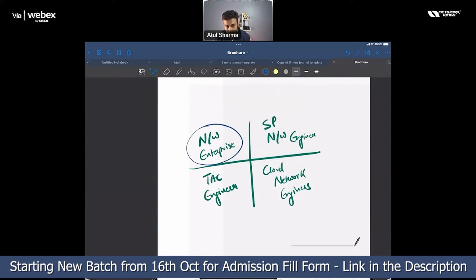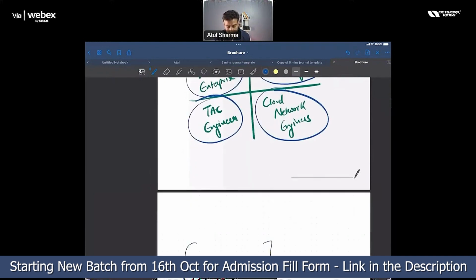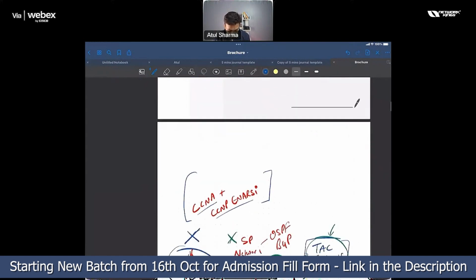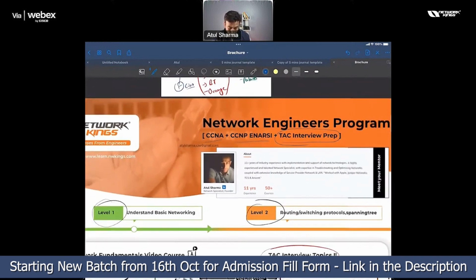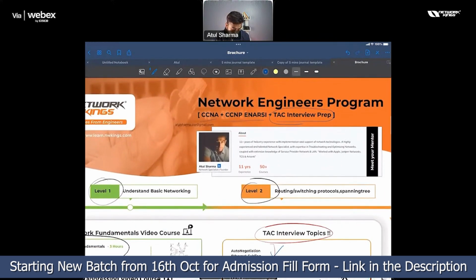In my batch, we have designed our program in such a way that you can apply for network enterprise, you can apply for service provider engineer, you can apply for TAC engineer, and in future, after learning some AWS or something with this combo, you can apply for cloud engineer. So let's talk about what we are going to cover in this program.